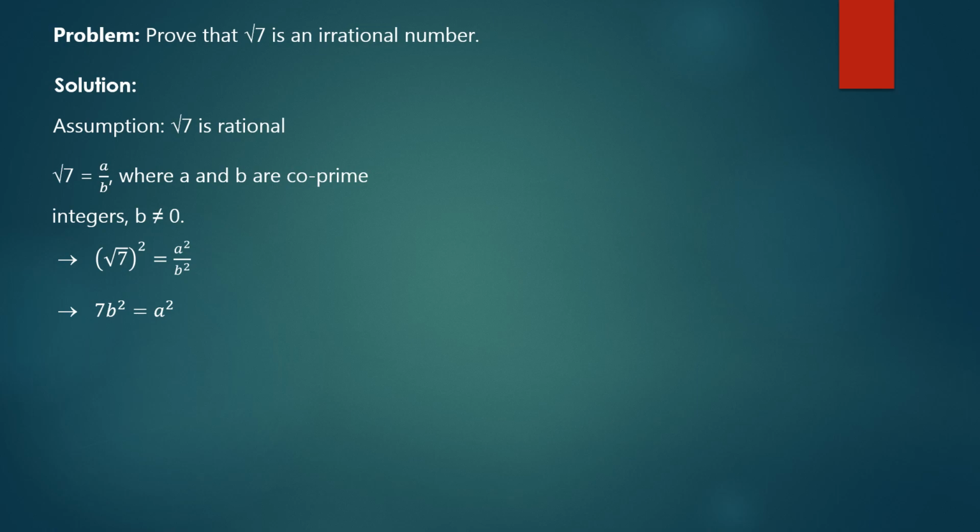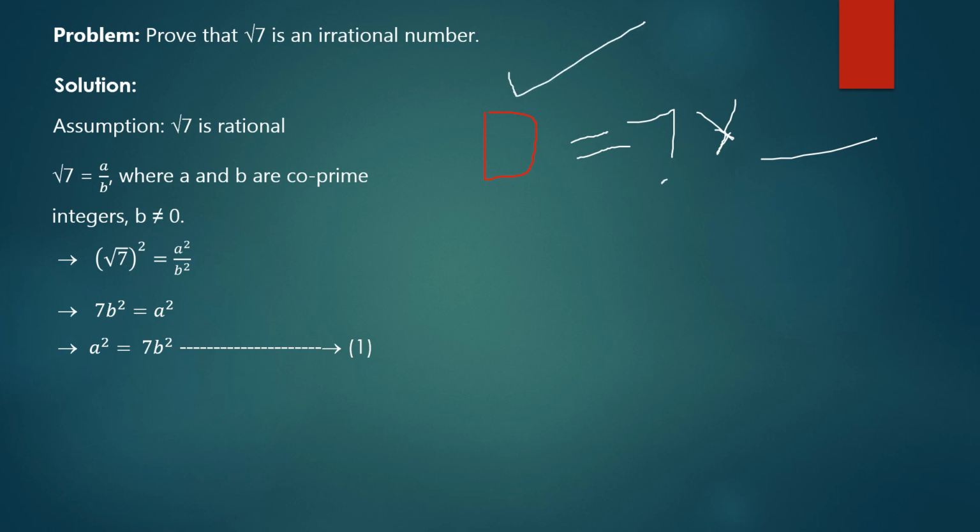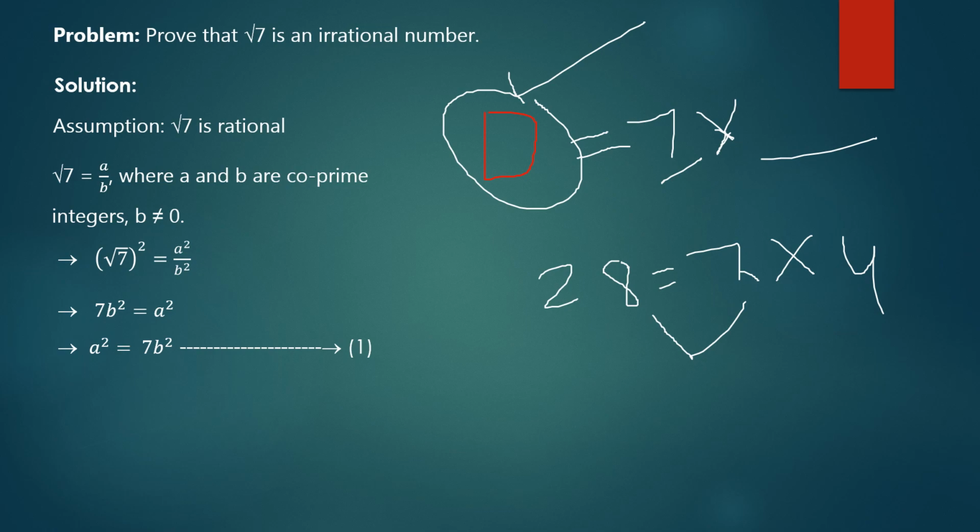If any number is written as 7 into some other number, then no doubt this number is divisible by 7. Suppose I take 28, you can write 28 as 7 into 4, which itself means 7 divides 28. So this number is equal to 7 into some other number, and no doubt 7 divides the left side number.